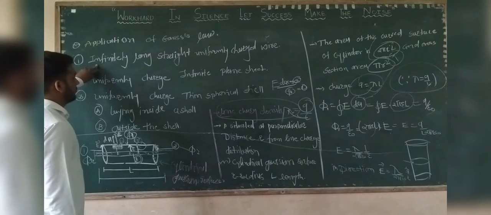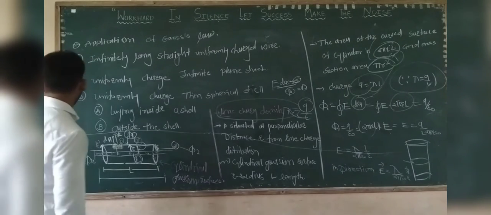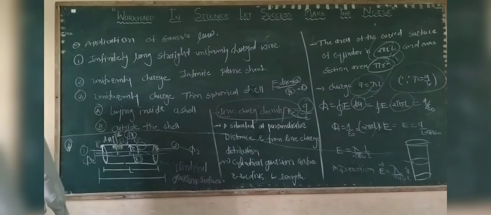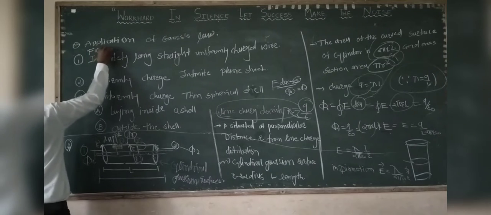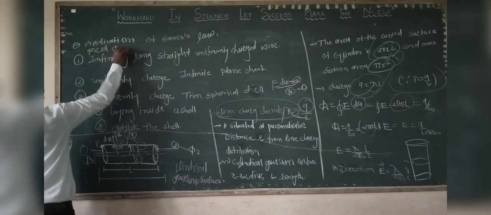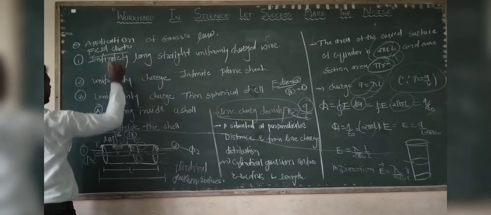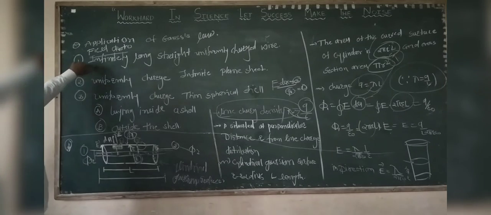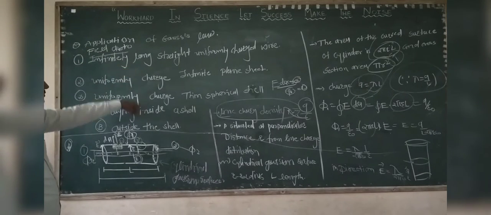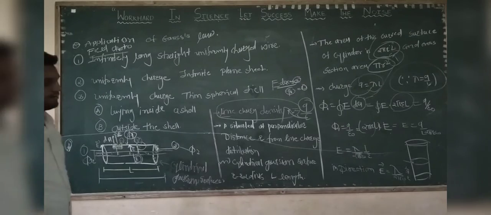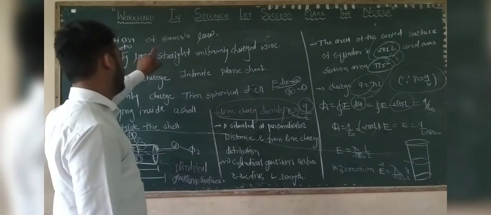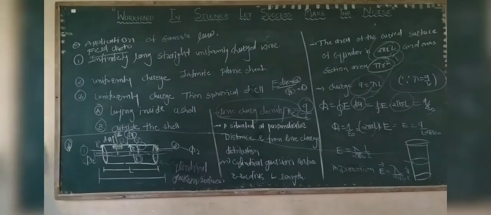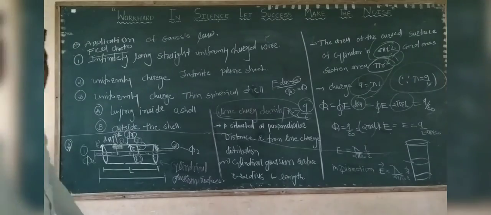We have to measure the electric field due to an infinitely long straight uniformly charged wire. What do you have to measure? The field due to an infinitely long straight, uniformly charged wire. We have to measure that field.